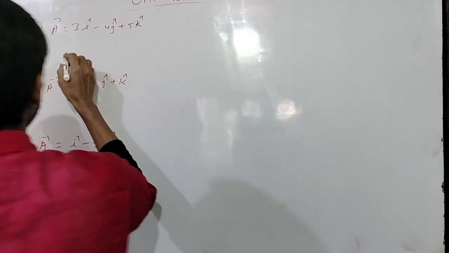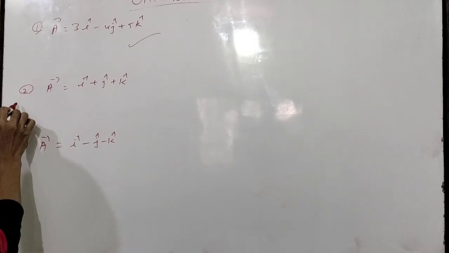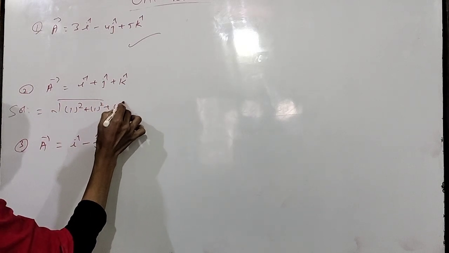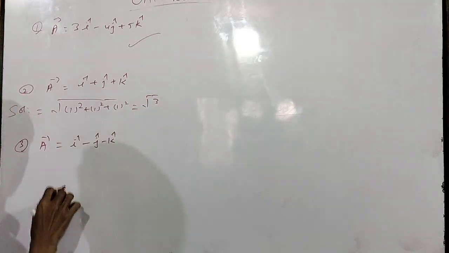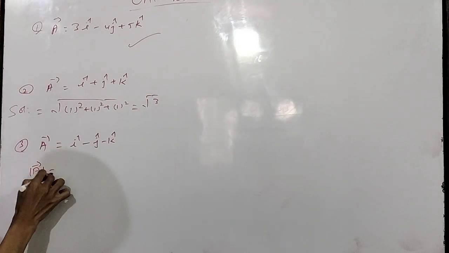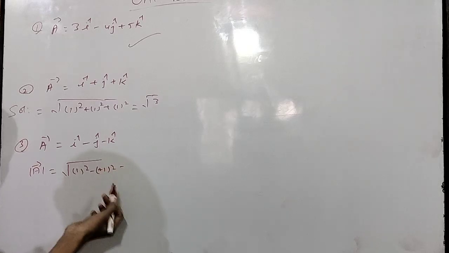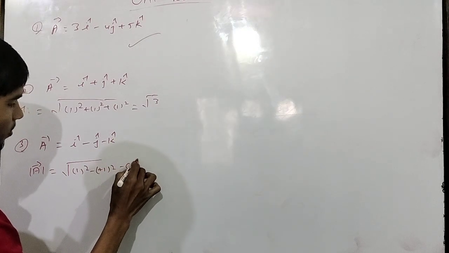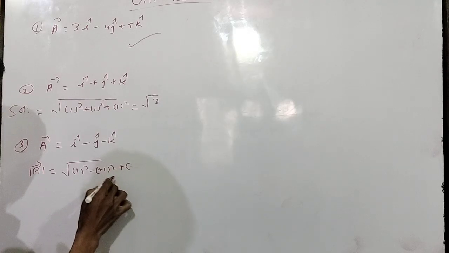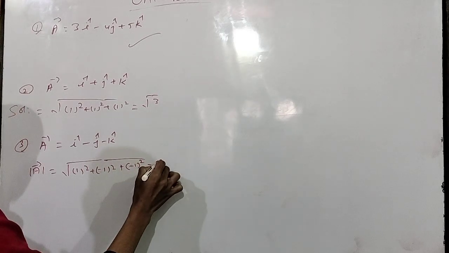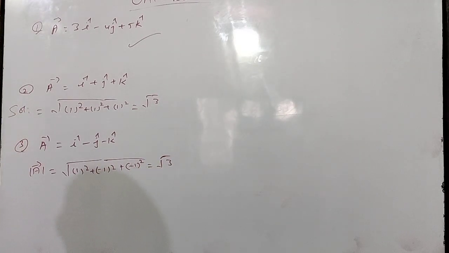Now, this is for you. Here in this we will get 1 square, then again 1 square, then again 1 square. At the end we are getting root 3. In this case, the magnitude of this given vector is 1 square, then minus will become positive, then again positive. At the end you will again get root 3. This was the solution of all the equations.